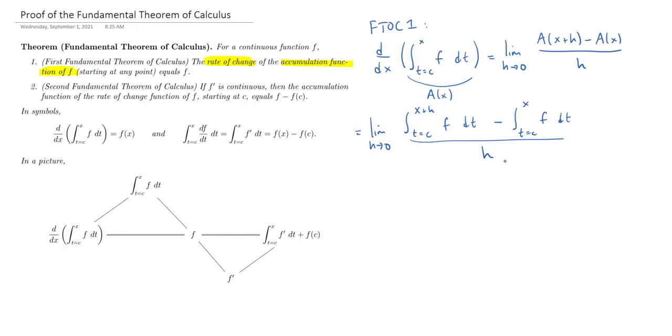All right, so what we see here is that we are integrating f from c all the way to x plus h, and then we're subtracting what happens when we integrate f from c to x.